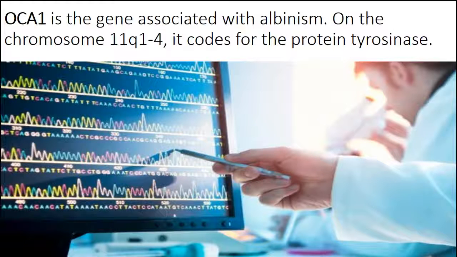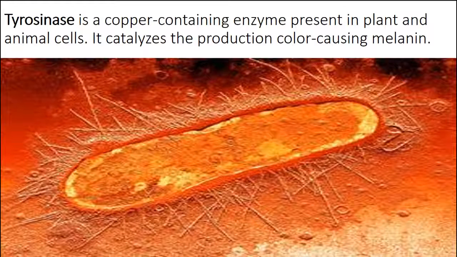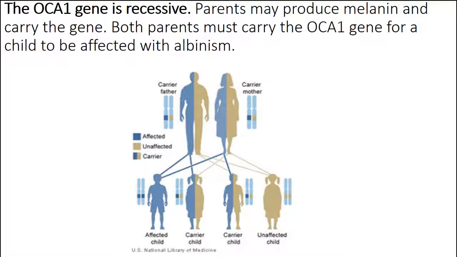Here, DNA or genetic analysis is computer generated from skin or hair samples. OCA1 is the gene associated with albinism. On the chromosome 11q1 through 4, it codes for the protein tyrosinase. Tyrosinase is a copper-containing enzyme present in plant and animal cells. It catalyzes the production of color-causing melanin. The OCA1 gene is recessive. Parents may produce melanin and carry the gene.